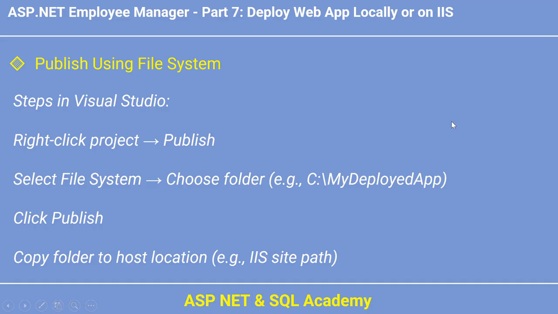Start by publishing the project using Visual Studio's File System option. This generates a deployable version of your app, including .aspx, .dll, and web.config files.